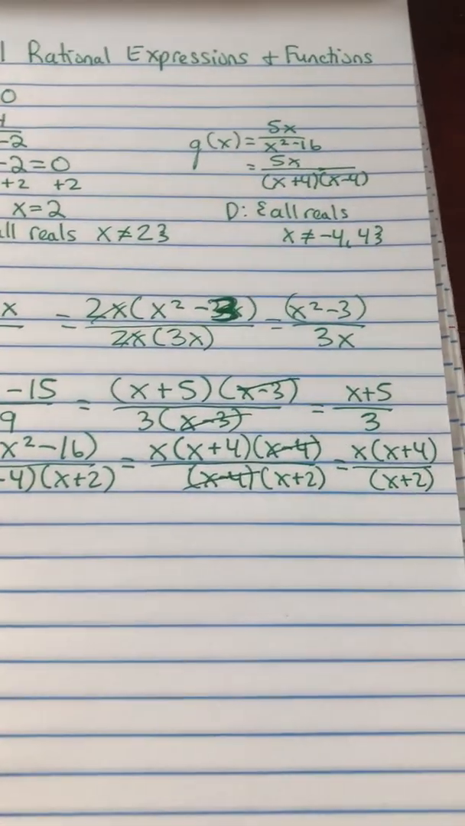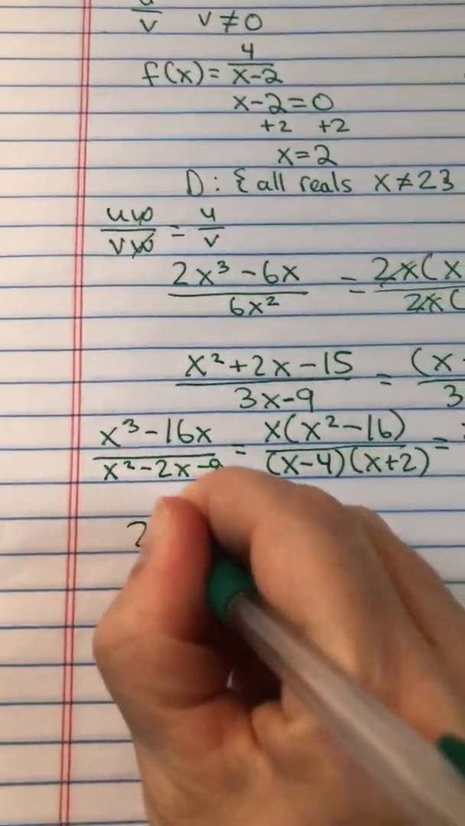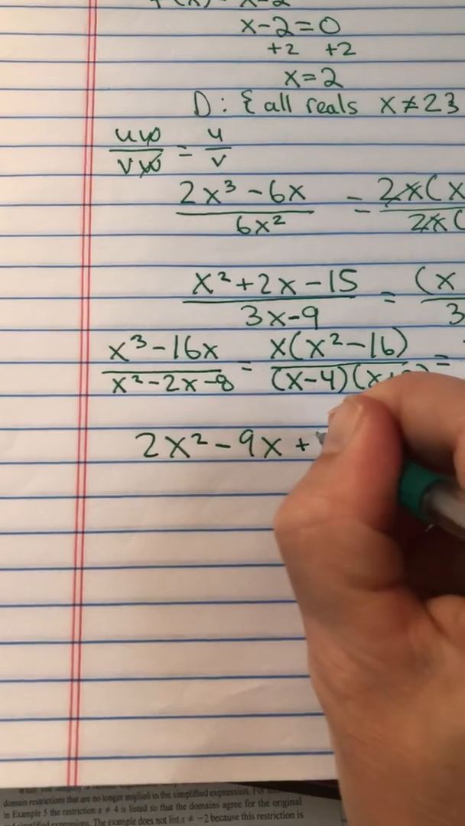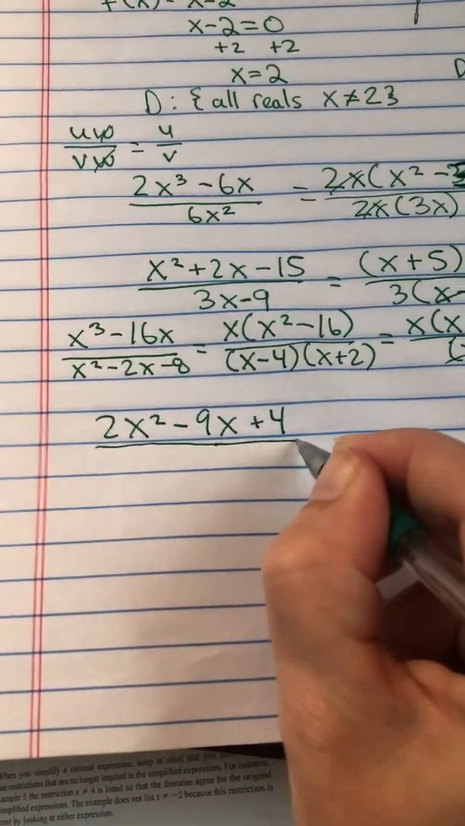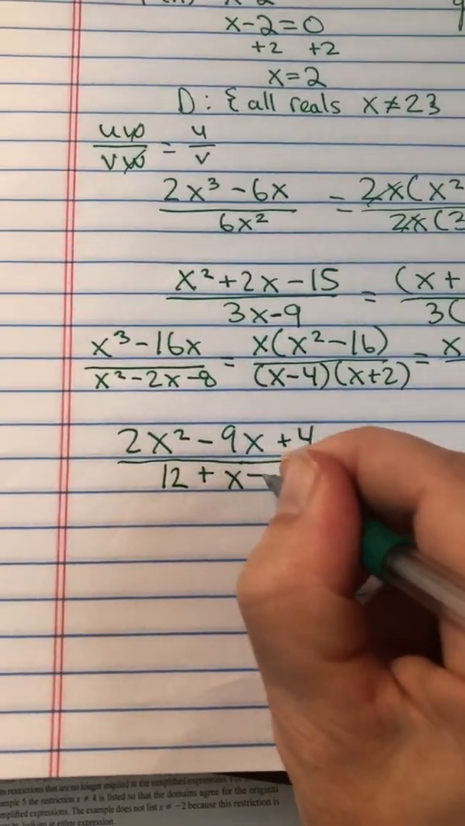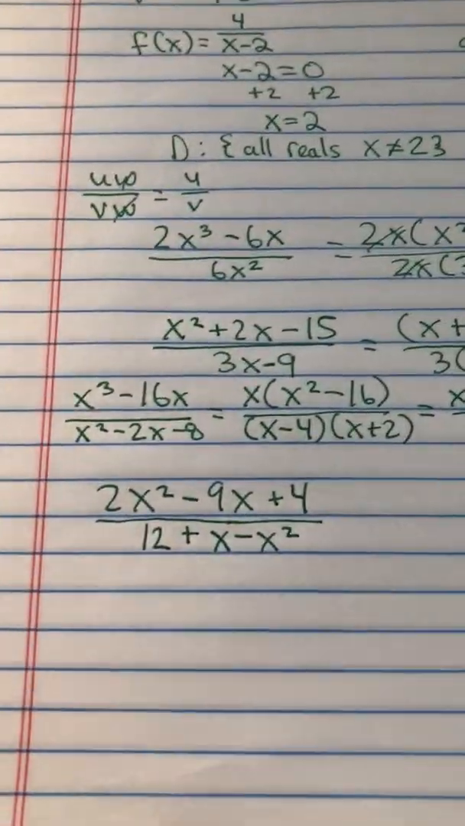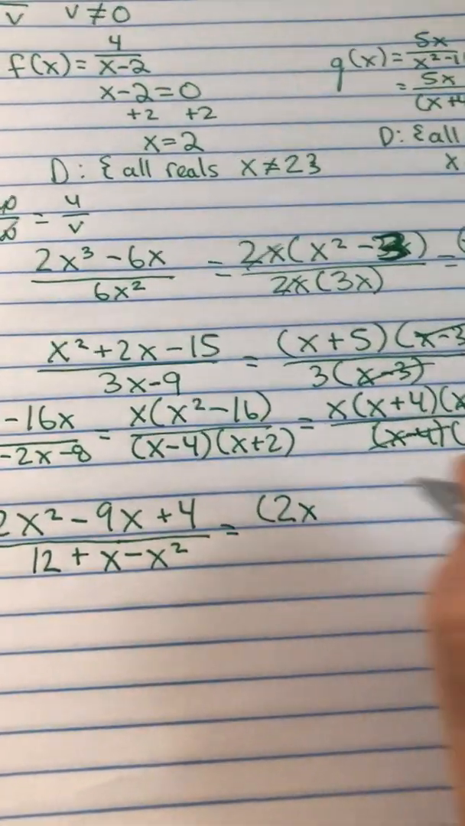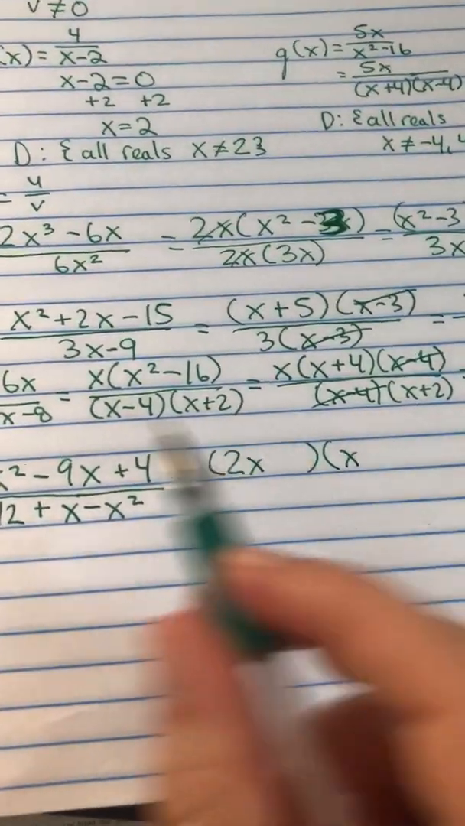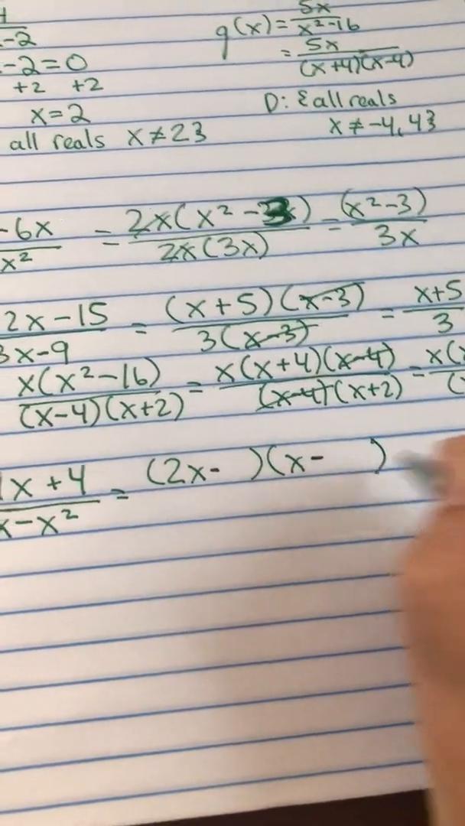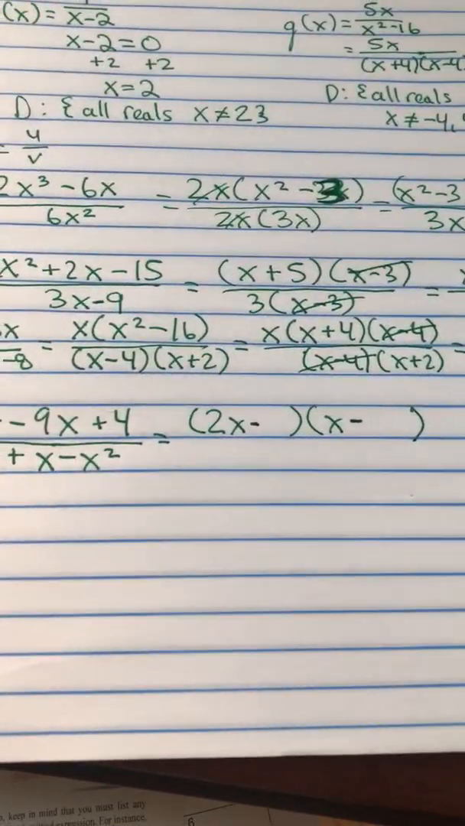Oh, the next one has a difference of sign. This is the one that's a little complicated. 2x squared minus 9x plus 4 over 12 plus x minus x squared. On the top, you obviously are going to have 2x and x. You're going to have a negative and a negative. So we just need to figure out if we're going to have 4 and 1 or 2 and 2.